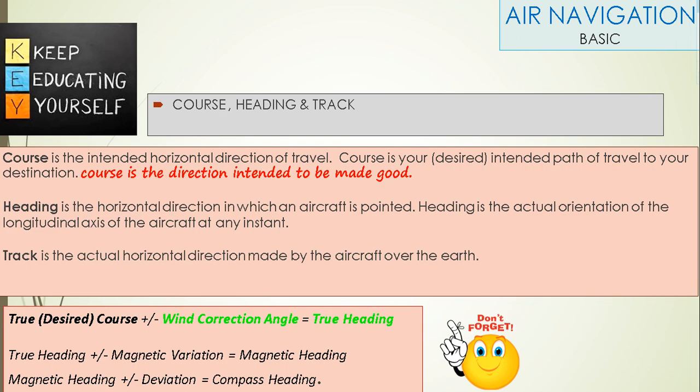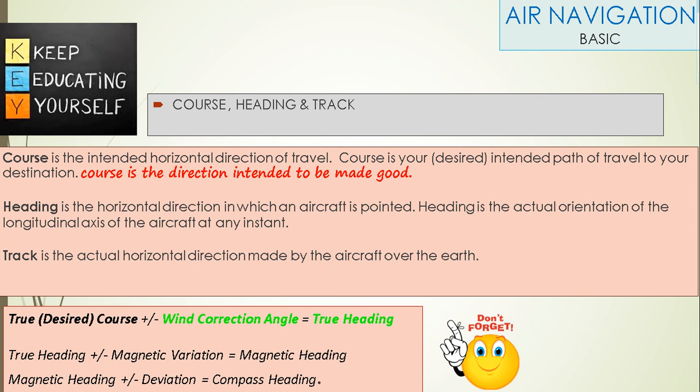Course, heading and track. Course is the intended horizontal direction of travel. Course is your desired, intended path of travel to your destination. Heading is the horizontal direction in which an aircraft is pointed. Heading is the actual orientation of the longitudinal axis of the aircraft at any instant. Track is the actual horizontal direction made by the aircraft over the earth. It is the aircraft's projection over the earth.